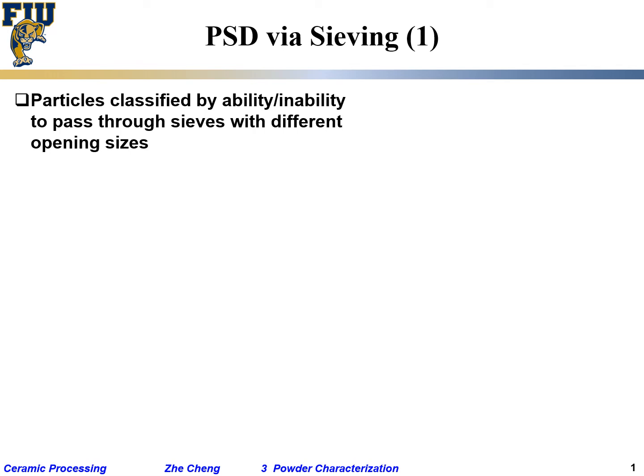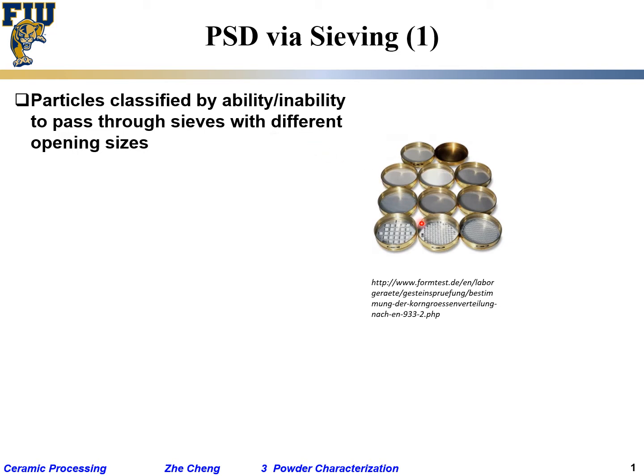jump through them. How do we actually measure PSD, particle size distribution? You can do that by simple, old-fashioned sieving. Use a sieve to mechanically sieve it, by the ability or inability for particles to pass through sieves with different opening size. You probably have used these, or at least you saw them. Different sieves with different openings, different mesh.